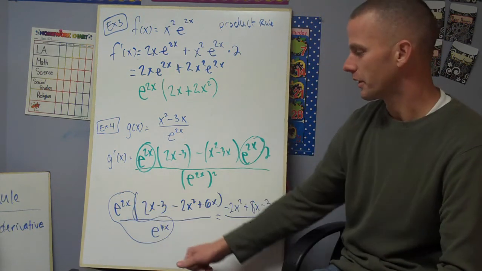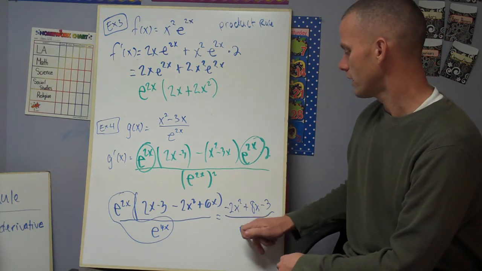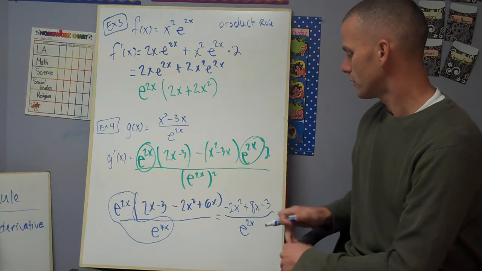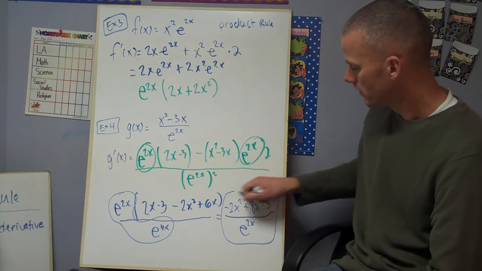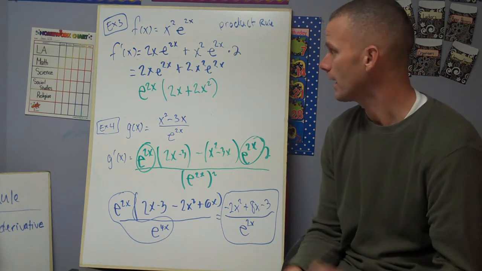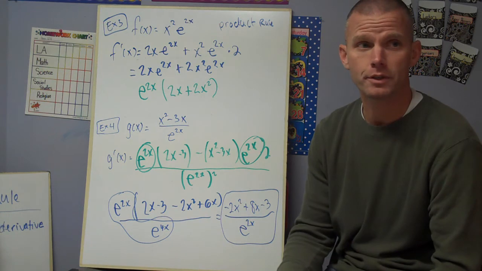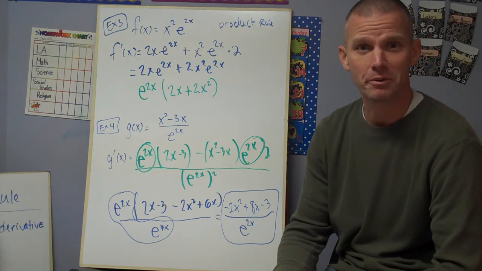I can do some canceling. e to the 2x divided by e to the 4x is just going to be e to the 2x power. And that's my final answer. So a little exponential, a little quotient rule. Again, if you have any questions, go back and take a look at the notes again, the examples, and we'll be going over some problems in class when you come in tomorrow.